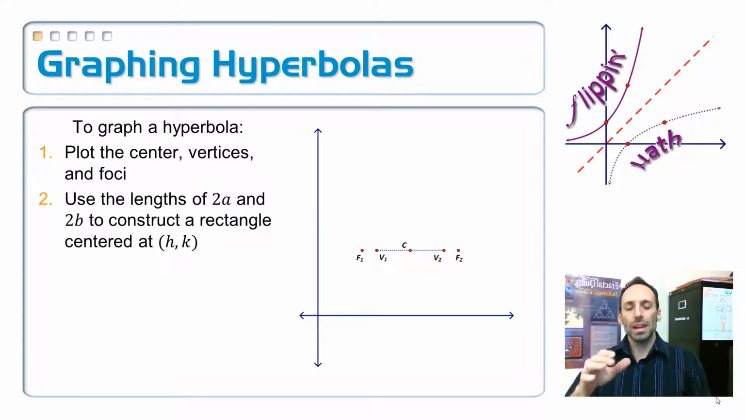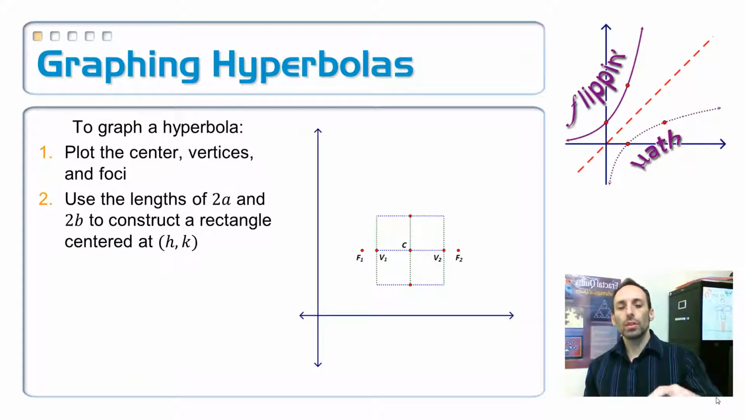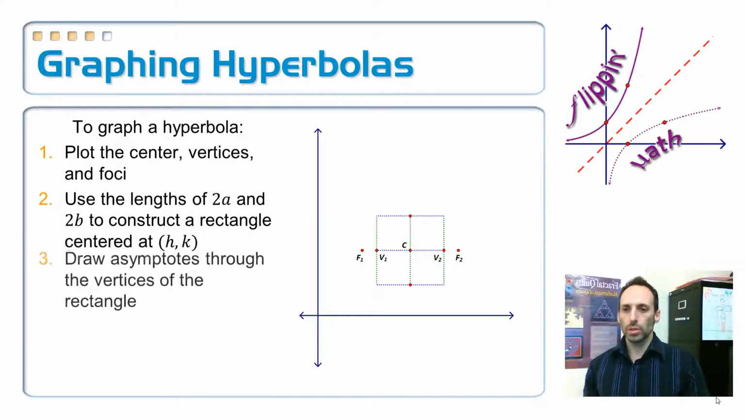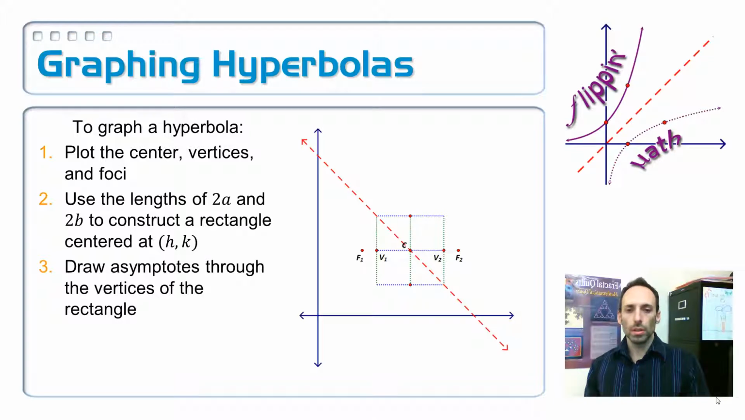Well, let's go ahead and make that rectangle whose length and width are 2a and 2b. The 2b is the conjugate axis. So construct yourself a little rectangle using the lengths 2a and 2b, like so. Remember, that rectangle is just there to help you graph the asymptotes. So you go from opposite corner to opposite corner and throw in your asymptotes. That's what step 3 is. Draw your asymptotes through the opposite corners, like that.